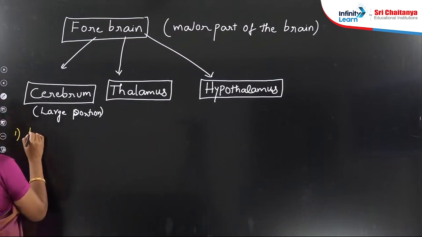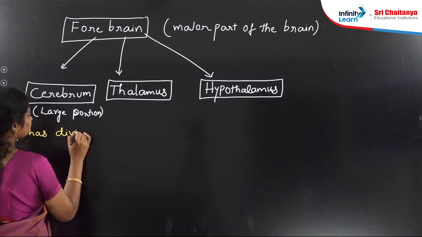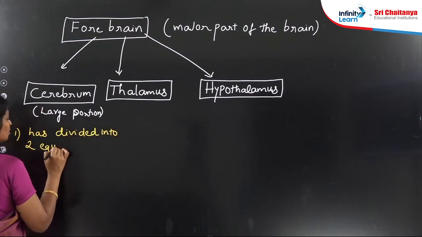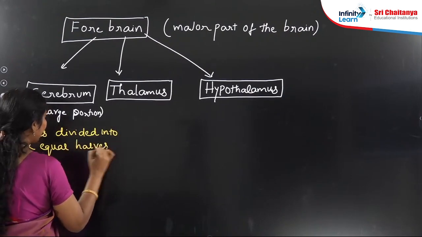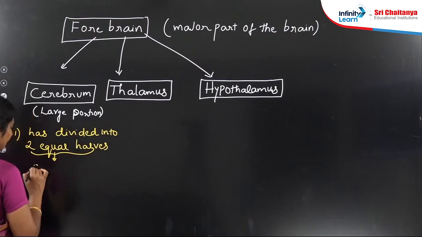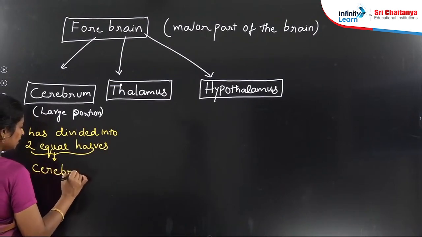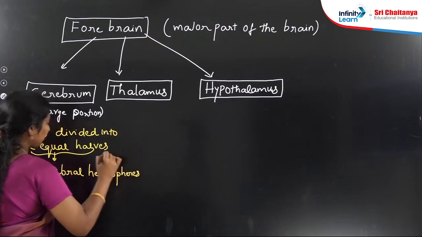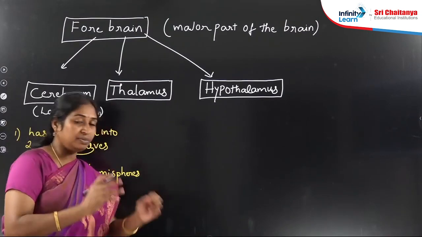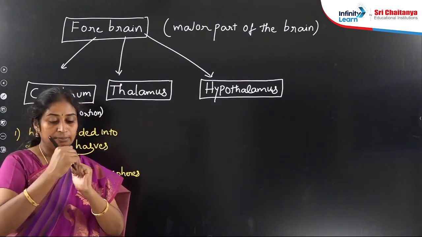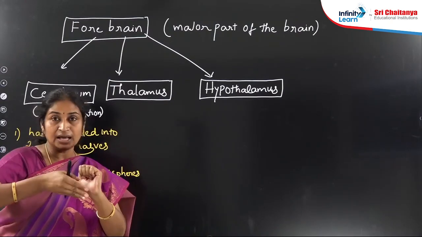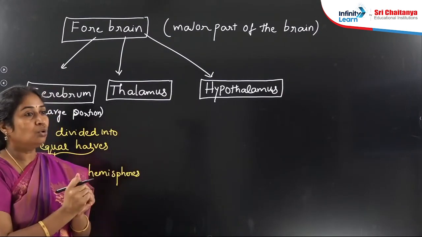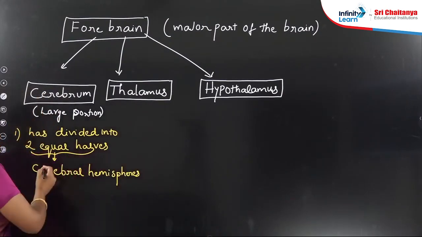The cerebrum is divided into two equal halves. Those halves we call cerebral hemispheres, meaning the right and left cerebral hemisphere. Suppose the cerebrum is like this. In the middle there is a deep cleft, which divides the cerebrum longitudinally into two equal halves. Those two equal halves are known as cerebral hemispheres.